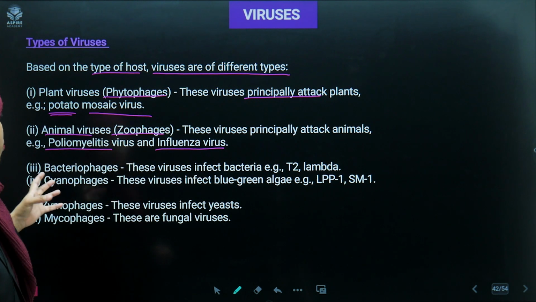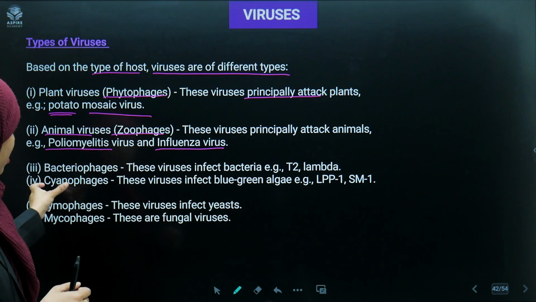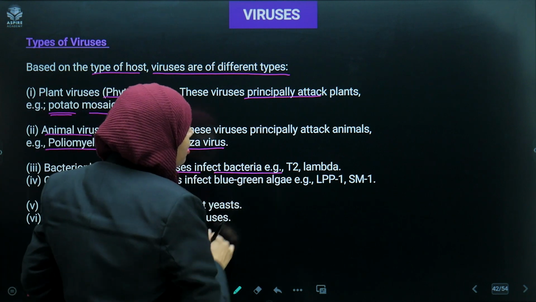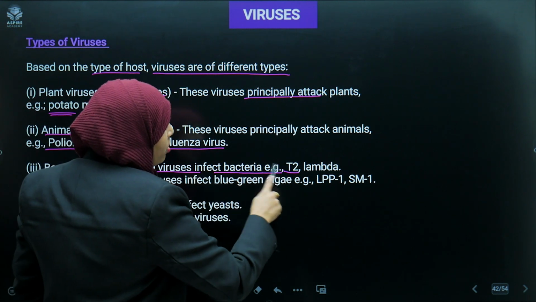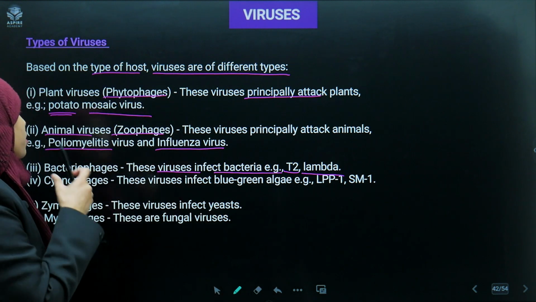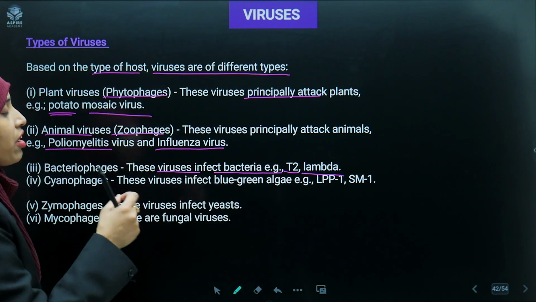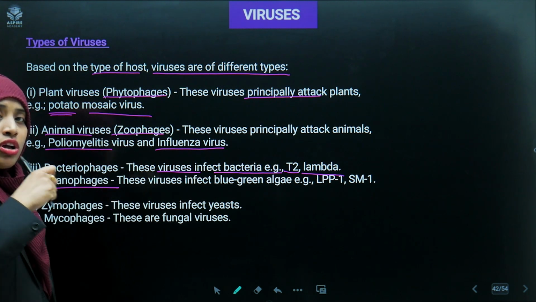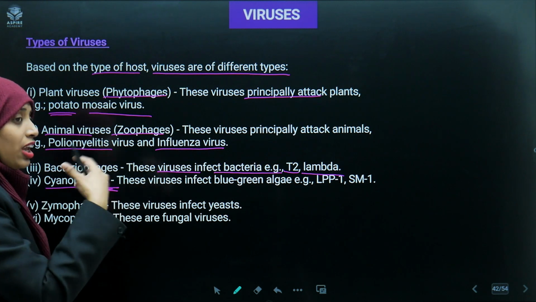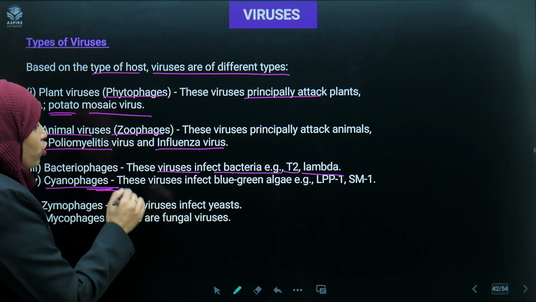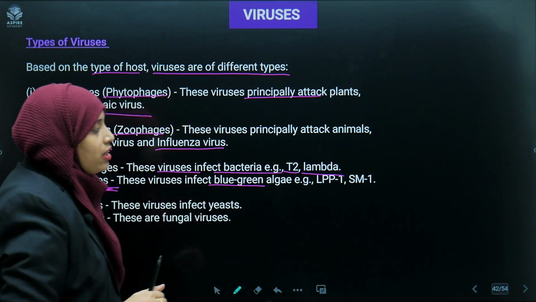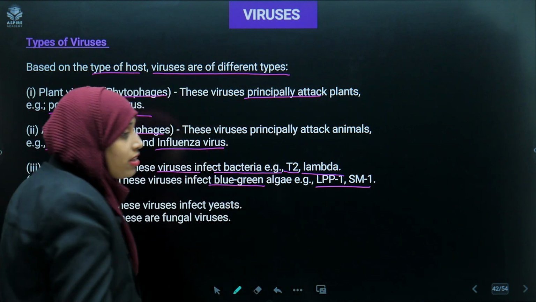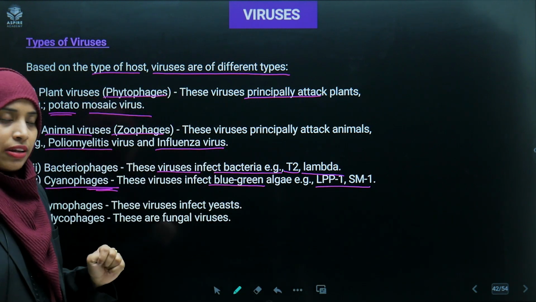Okay, polio also. Now the bacteriophage, as the name suggests, they are affecting the bacteria. So these viruses infect the bacteria. Example T2, ठीक है, lambda phage, ये सब ऐसे bacteriophage. That means they are affecting the bacteria. Now cyanophage, मतलब कुछ virus जो cyano, that means blue green algae को affect करते हैं, उन्हें infect करते हैं. So these viruses infect blue green algae like LPP1, तो ये virus का नाम है SM1. These are the viruses which are affecting the blue green algae.